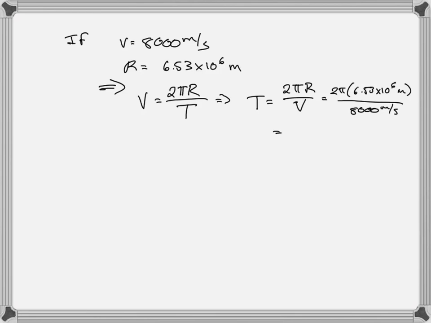Plug in r and v, which are given at the top of the page, and we get the period is 5,128 seconds, which is about 85 minutes. The space station orbits the Earth once every 85 minutes. Go ahead and look up the period, see if we're close to right.